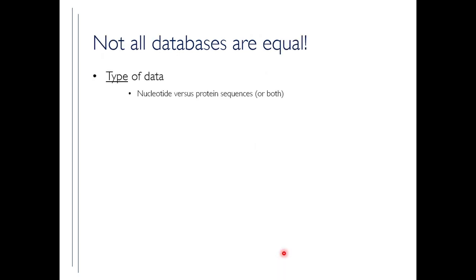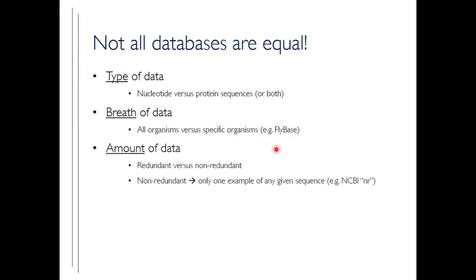It's worth saying that not all databases are indeed equal, and they vary depending on things like the type of data. So you have, for example, nucleotide databases versus protein databases. In our case, NCBI has both, but you can have specialist ones. The breadth as well. So again, I mentioned this. You can have all organisms represented in a database or specific ones. As I mentioned, Flybase is an example with the fruit fly. You won't get any human biological information from Flybase. It's also the amount of data that varies between different databases.